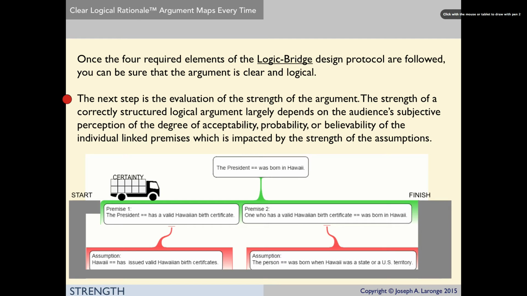So the next step is the evaluation of the strength of the argument. And the strength of a correctly structured logical argument largely depends on the audience's. Remember, we've already created a correctly structured logical argument, so that part of argument strength has been covered. Once you have that, the strength largely depends on the audience's subjective perception of the degree of acceptability, probability, or believability of the individual linked premises, which is impacted by the strength of the assumptions. So if you have an argument and it's logically constructed, the strength of that argument, which is a subjective determination, will depend on the audience's perception of how true each of the premises are.